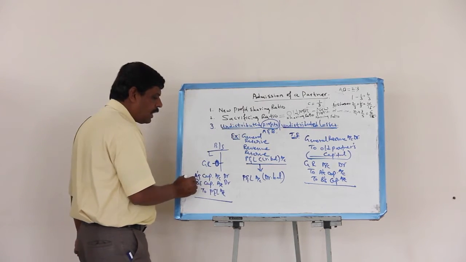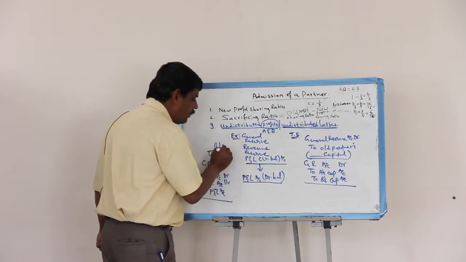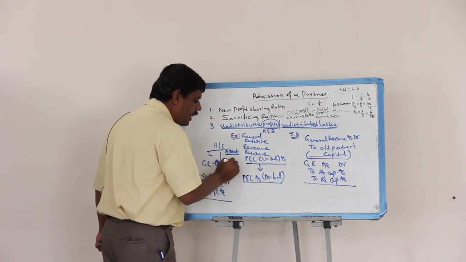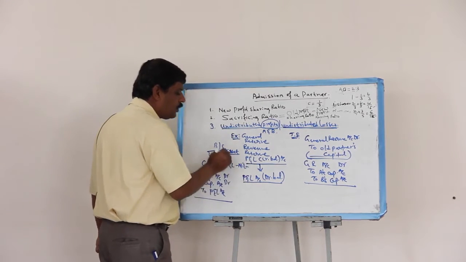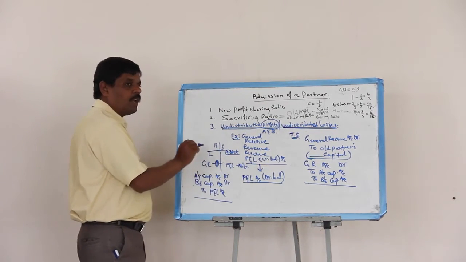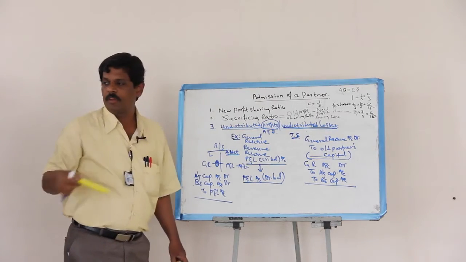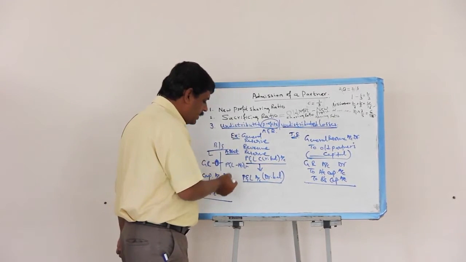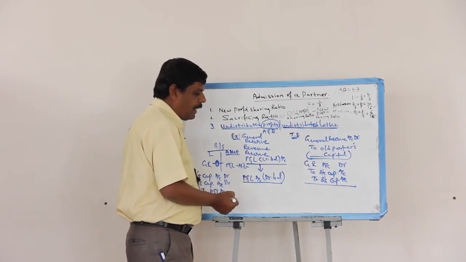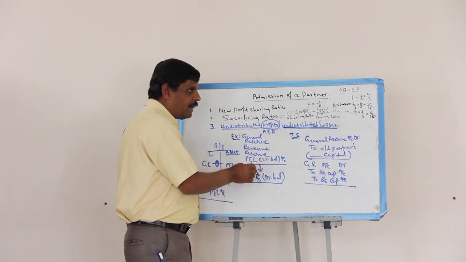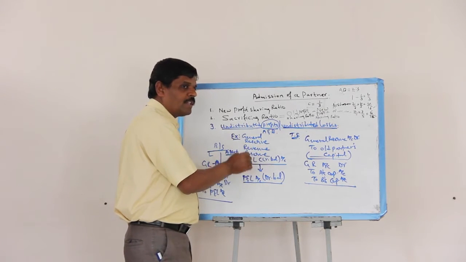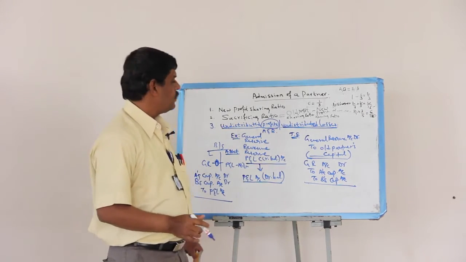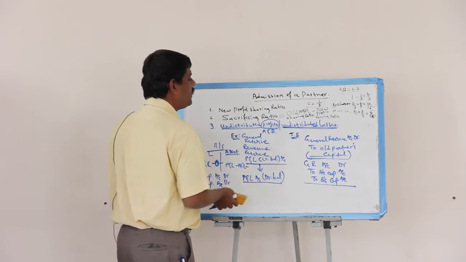By passing this journal entry, the profit and loss account, which was on the asset side of the balance sheet, will become zero, nil. So in the new balance sheet, this P&L account will not appear. The old partners have taken care of the losses which were existing in the business. Now the new partner is not going to bear them. Okay, so this is the third point, undistributed profits and losses.